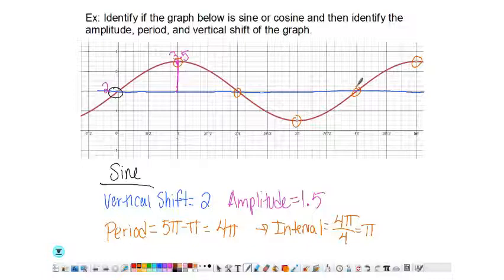So now you should have 3 OU graphs on the back of your worksheet. You want to give those a try and identify if it's a sine or cosine graph, and then find the amplitude, midline, which is the vertical shift, period, and interval of those graphs.